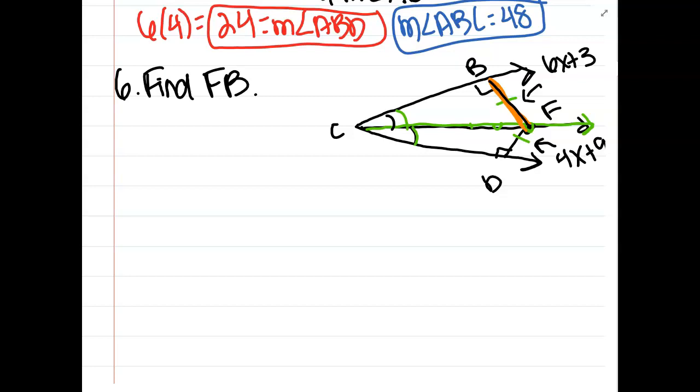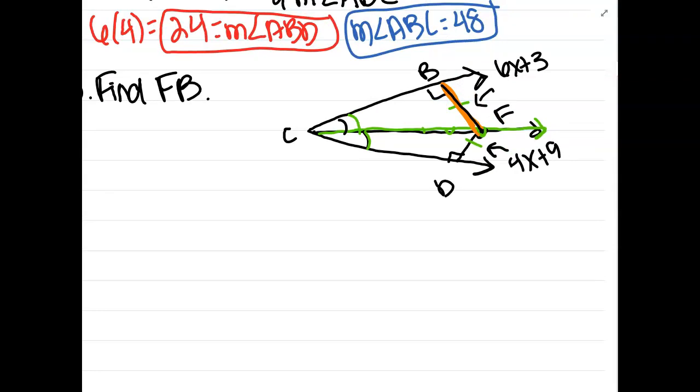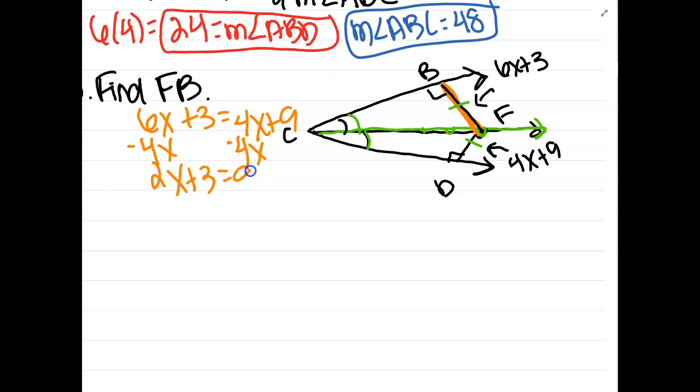6x plus 3 equals 4x, over here a little bit. Yeah, remember we said that these are going to be congruent segments, which means they are equal measures. So 6x plus 3 equals 4x plus 9. Subtract your 4x from both sides. So we have 2x plus 3 equals 9. Subtract 3. We get 2x equals 6. So x equals 3. I almost circled and boxed my answer, but that's not my answer.